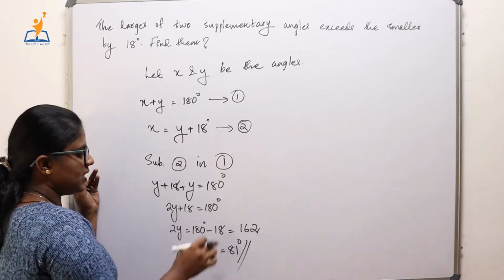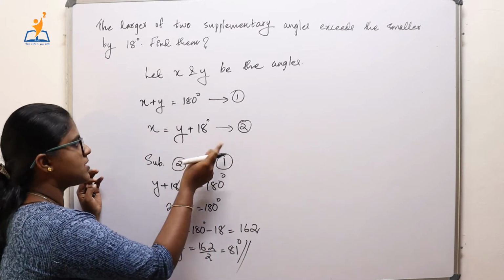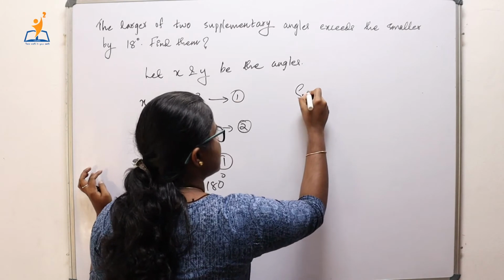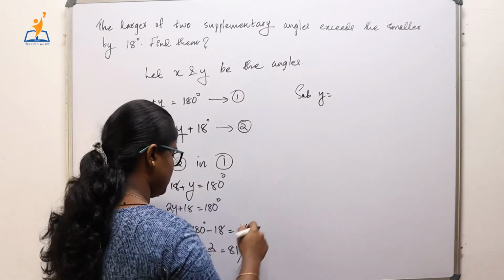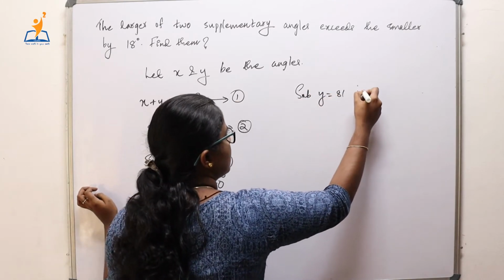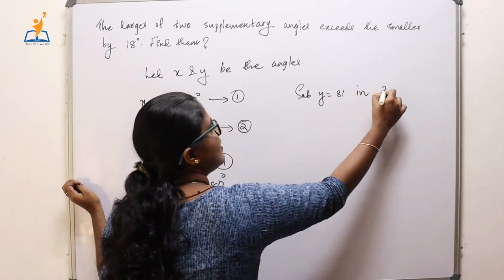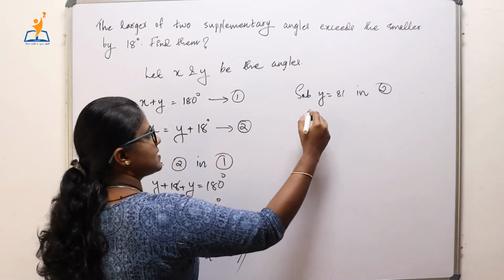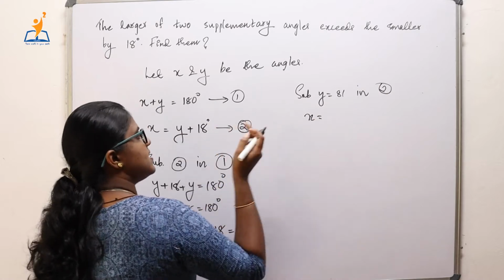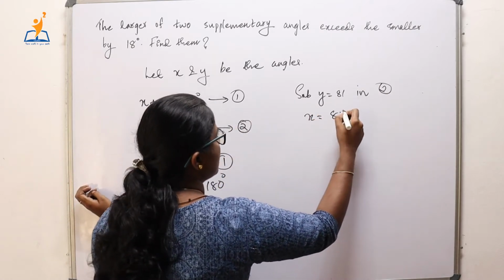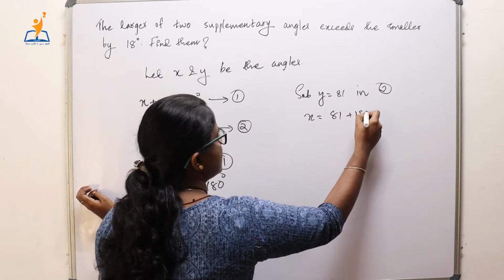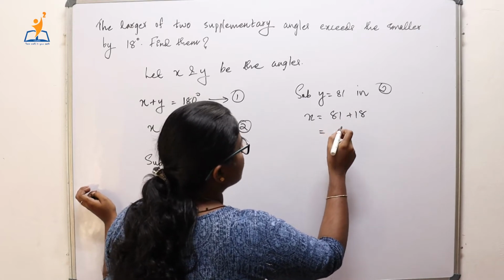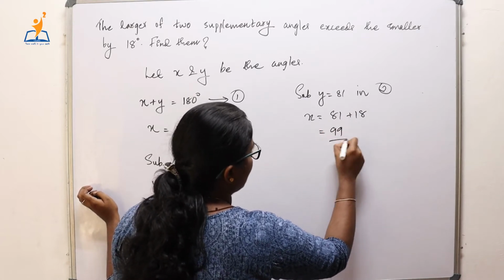Now substituting this y value in equation number 2, we will get the value of x. That is, substituting y is equal to 81 in equation number 2, x is equal to y plus 18, that is 81 plus 18, and that is 99.